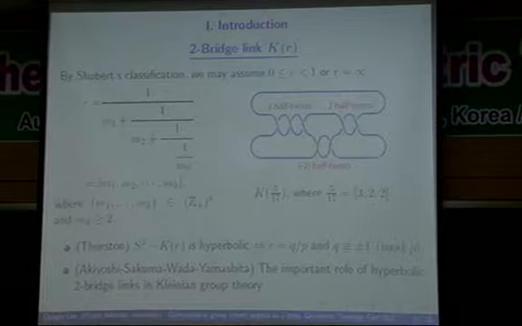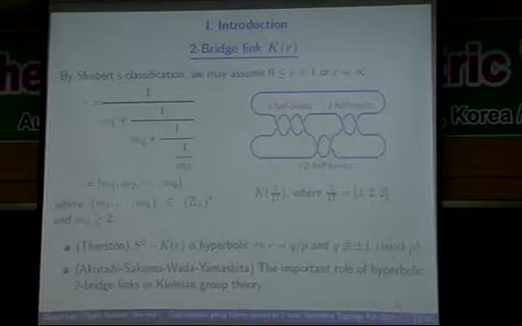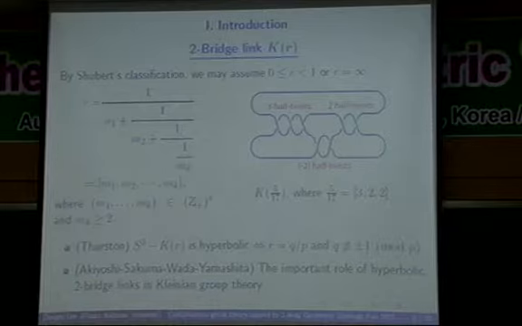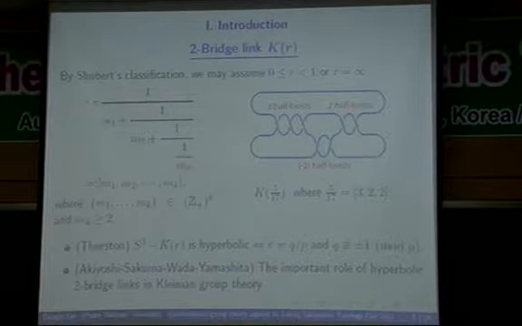Since this talk is mainly about two-bridge links, let me start with what a two-bridge link is. A two-bridge link is a link with bridge number 2, and it's known that two-bridge links are parameterized by extended rational numbers. Also by Schubert's classification, we may assume that a rational number is bigger than or equal to 0 and less than 1, or r equals infinity. Here, if r equals 0, then the two-bridge link becomes a trivial knot. And if r equals infinity, then the two-bridge link becomes the two-component trivial link.